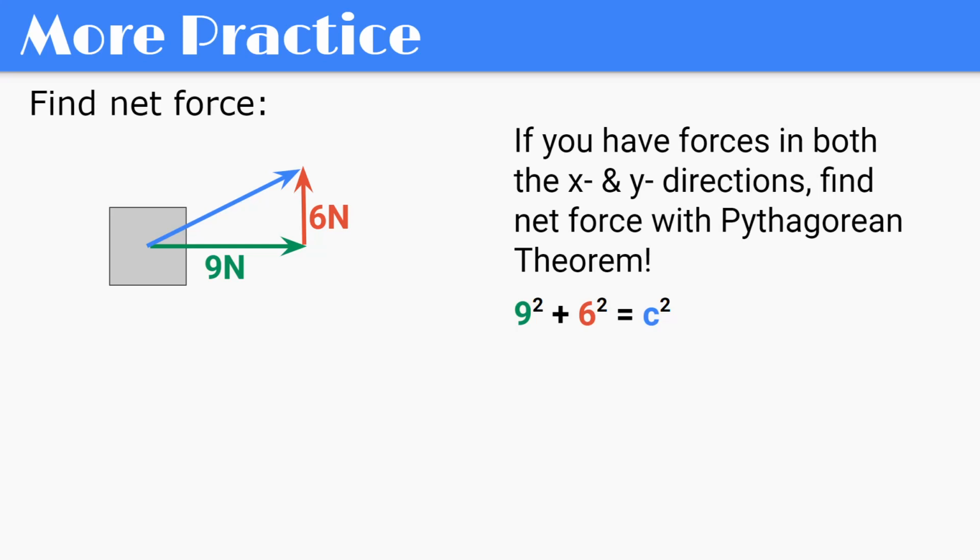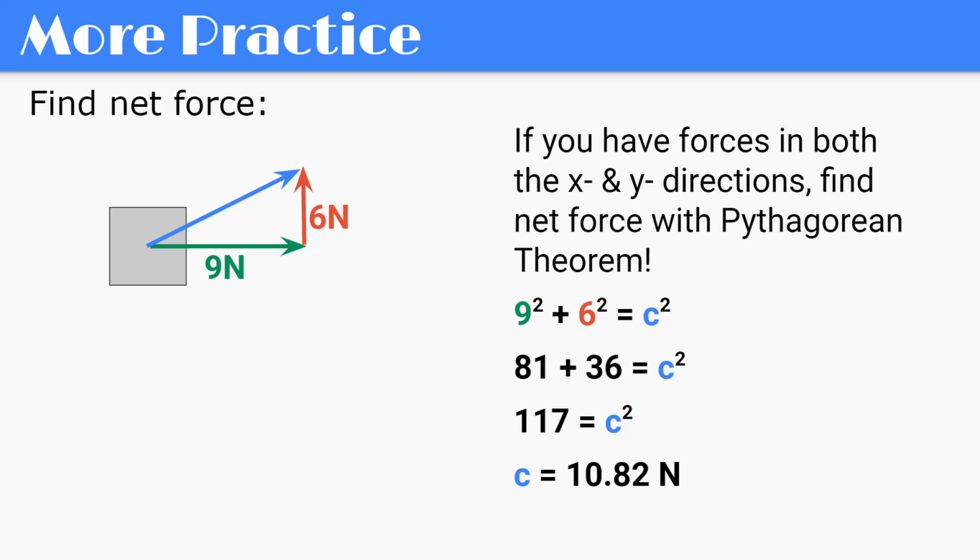A squared plus b squared equals c squared. This time I've got 9 and 6 as the legs of my right triangle, so that's 9 squared plus 6 squared, or 81 plus 36, which is 117. Again, this is not your answer. You need to take the square root of both sides, and the square root of 117 is 10.82 newtons. So this is the magnitude of your net force, 10.82 newtons.